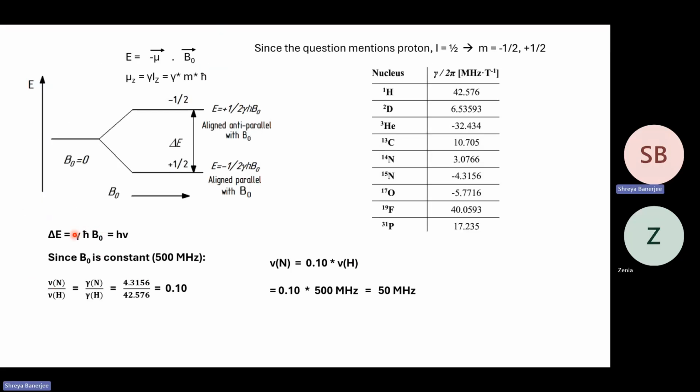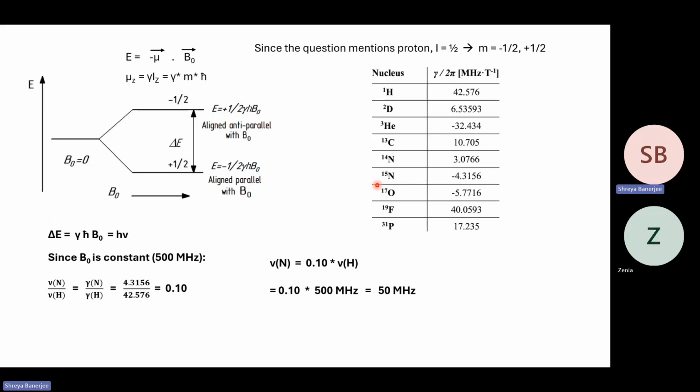We know delta E is written as gamma h bar B0, and it can also be written as h nu. So if you divide this equation for nitrogen by hydrogen, B0 is constant, so it will cancel out. The constants h bar and h will cancel out. So you will get the frequency of nitrogen by the frequency of hydrogen is the gyromagnetic ratio of nitrogen by the gyromagnetic ratio of hydrogen.